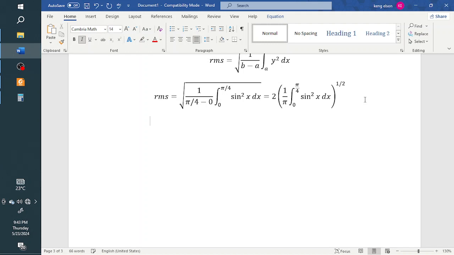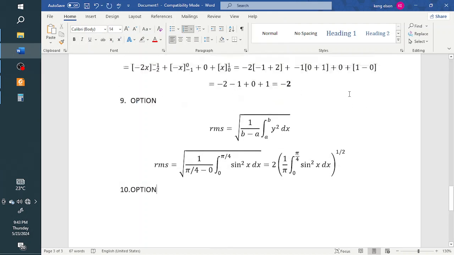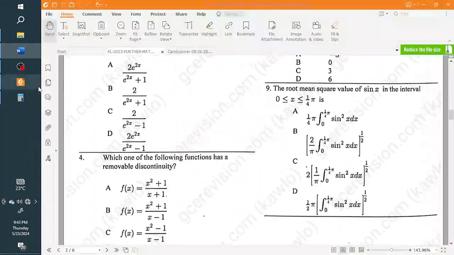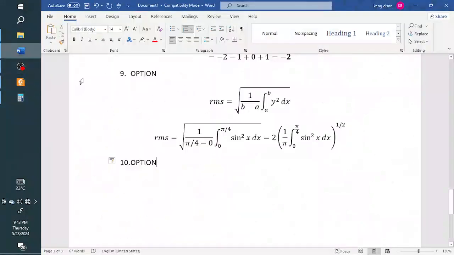We'll go back. I'll just write my question 10 first before we visit question 9. Option C. Yeah, option C is correct. Look at option C and look at what we have here. So question 9 is option C.